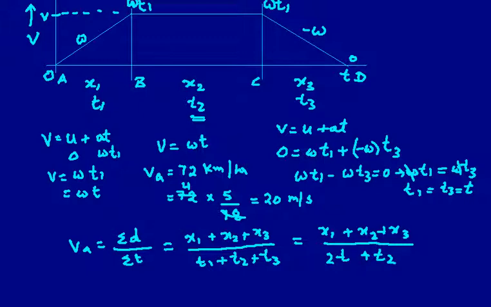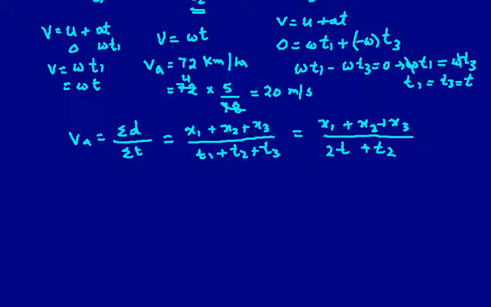Taking it forward, to compute x1, x2, x3, in this particular case x1 is equal to, the formula for displacement in case of a uniformly accelerated body is ut plus half a t square. Since u is 0, the entire term would be 0 plus half into a, which is 5 or w here in this case, and t square.